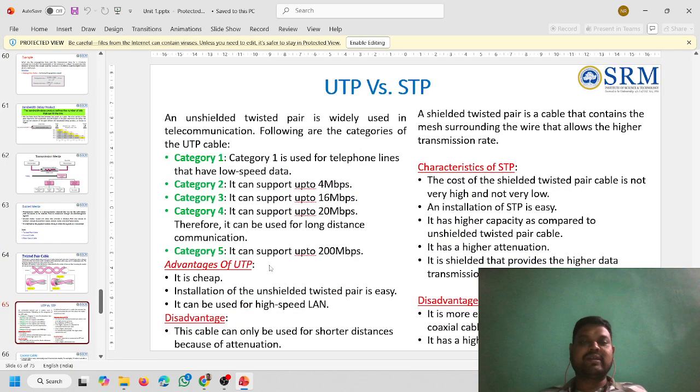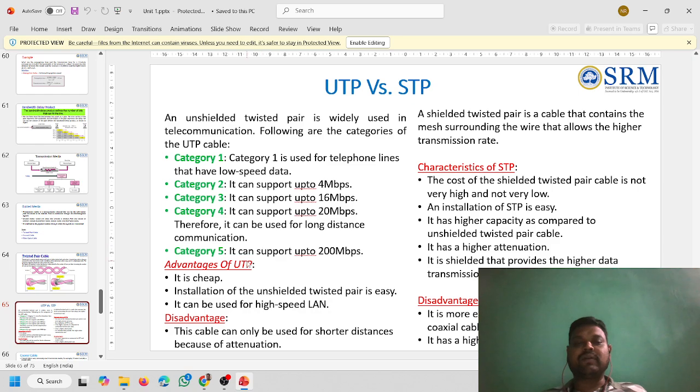Application-wise, there are some differences. Unshielded twisted pair cables are used mostly in telephone lines that have low speed data, and they can support a variable data range. I have prepared this table for understanding. Category 1 unshielded twisted pair cable is used for telephone lines, and category 2 is also used for telephone lines, but it supports a data rate up to 4 megabits per second. Likewise, we have categories 3, 4, and 5, depending upon the data rate that they support.